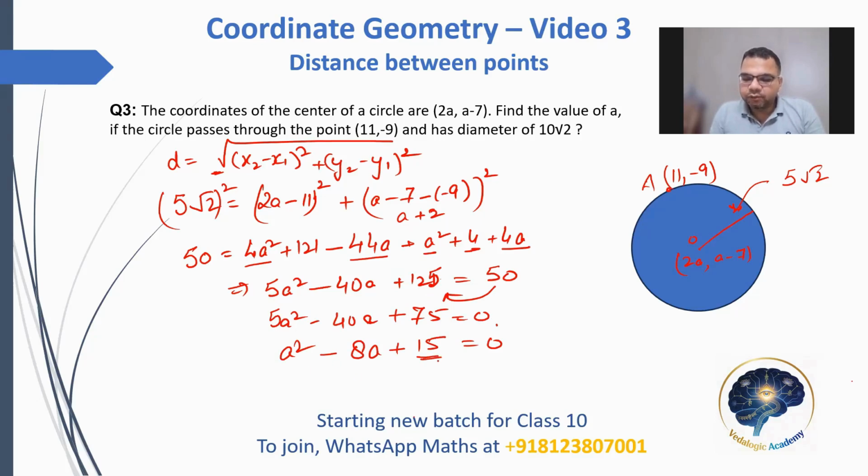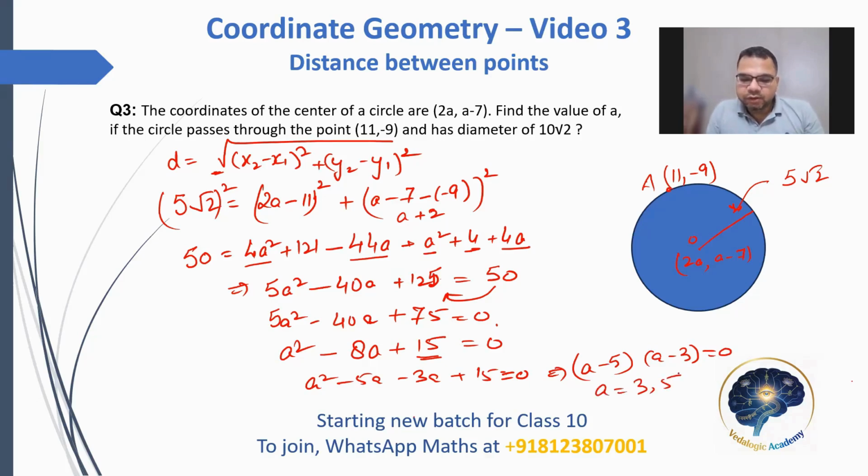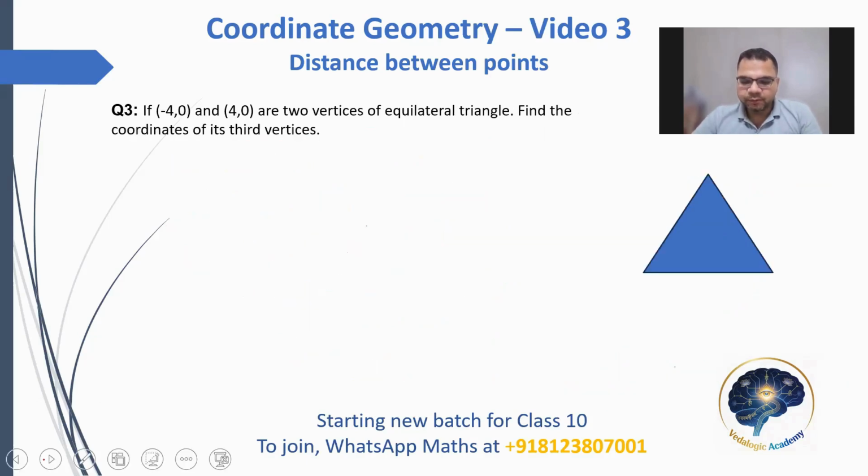And the factors of this will become a square minus 5a minus 3a plus 15 equals 0. So therefore the factors are a minus 5 and a minus 3 equals 0. So a becomes 3 or 5. So therefore there can be two values of a here, 3 or 5. Hope it's clear as well. I'll go to the next question.